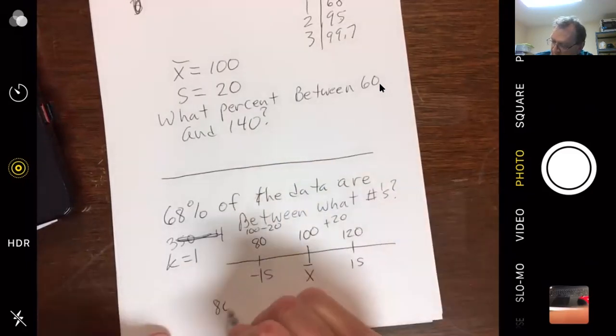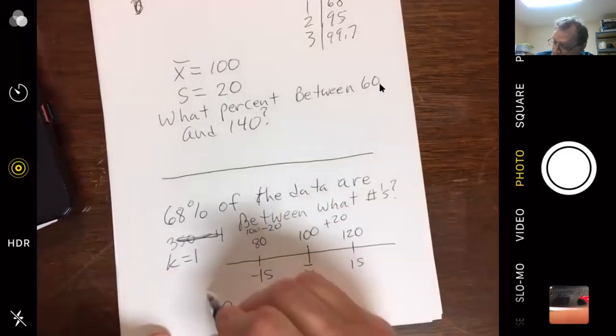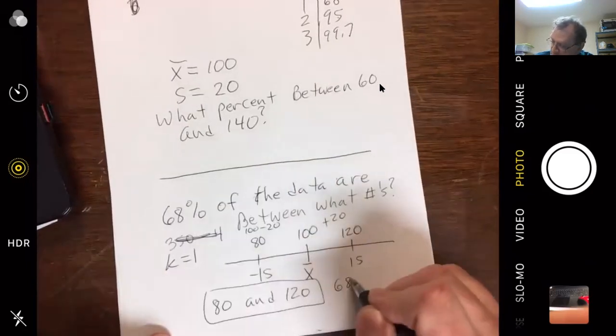So you'd be between 80 and 120 with these numbers. Would have 68%.